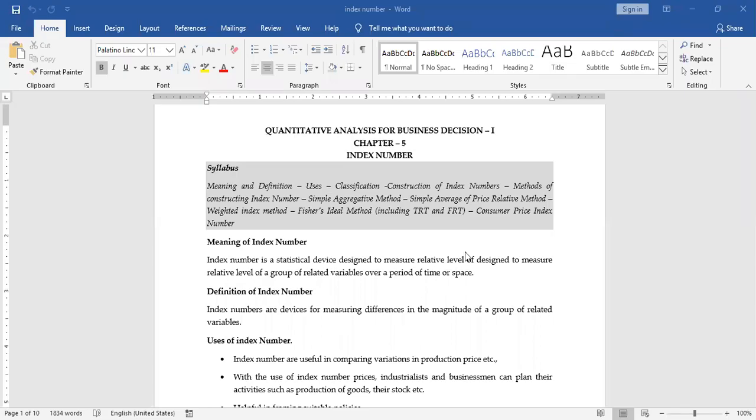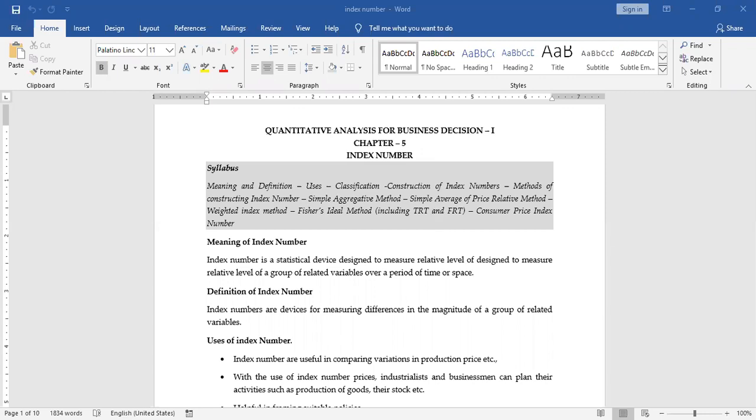Good afternoon all. So we will discuss index number in this session. We have QABD for second semester BCom, Bangalore University. Index number is the fifth chapter as per the Bangalore University syllabus.